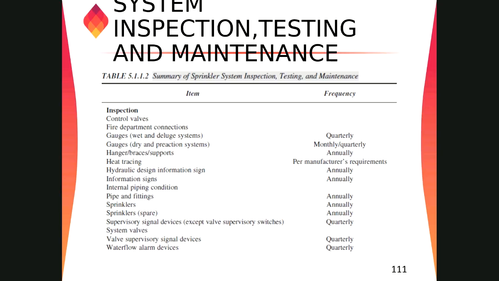Hydraulic design information sign annually, because this is not a critical equipment, right? Even if it's getting damaged, it is not going to affect the fire protection system. So yearly once you have to look for that one. If it is there on the risers with a clear visible sign, there is no corrosion or anything. You can look here in this one, right? So hydraulic sign and information should be checked annually.